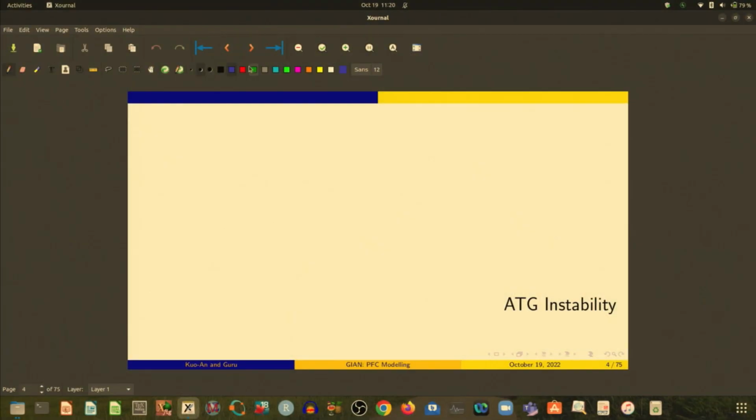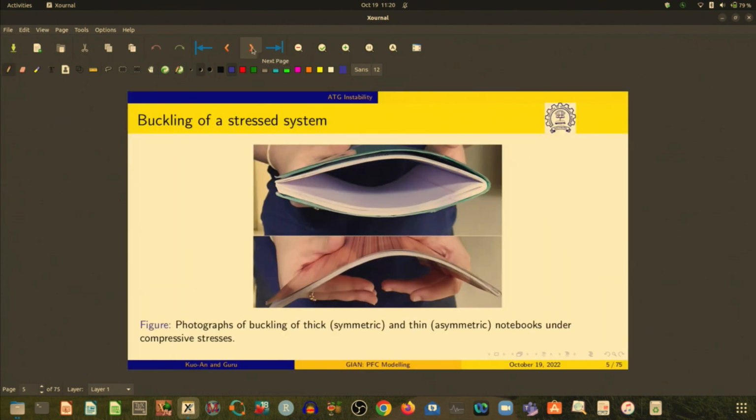So, let us start with ATG instability. And here are a couple of photographs that I asked our daughter to take of a notebook under press. When you press, a thick notebook bulges on both sides. This will be what will be called a symmetric breakup in the ATG literature. And if it is thin, then it buckles on one side, which will be called anti-symmetric in the ATG literature. So, why does the notebook buckle?